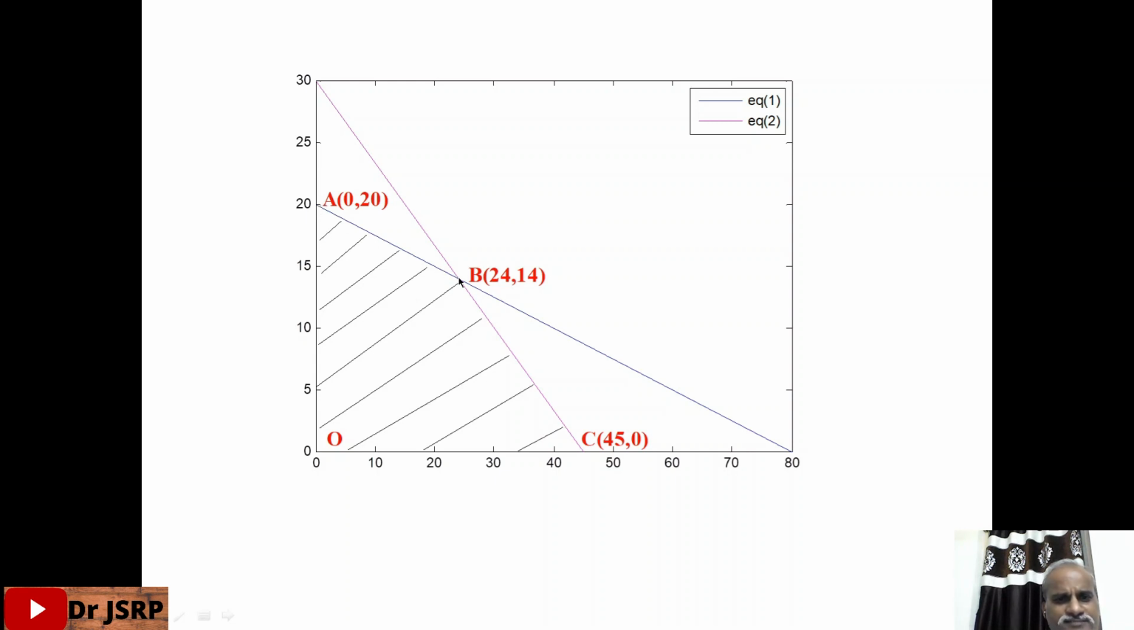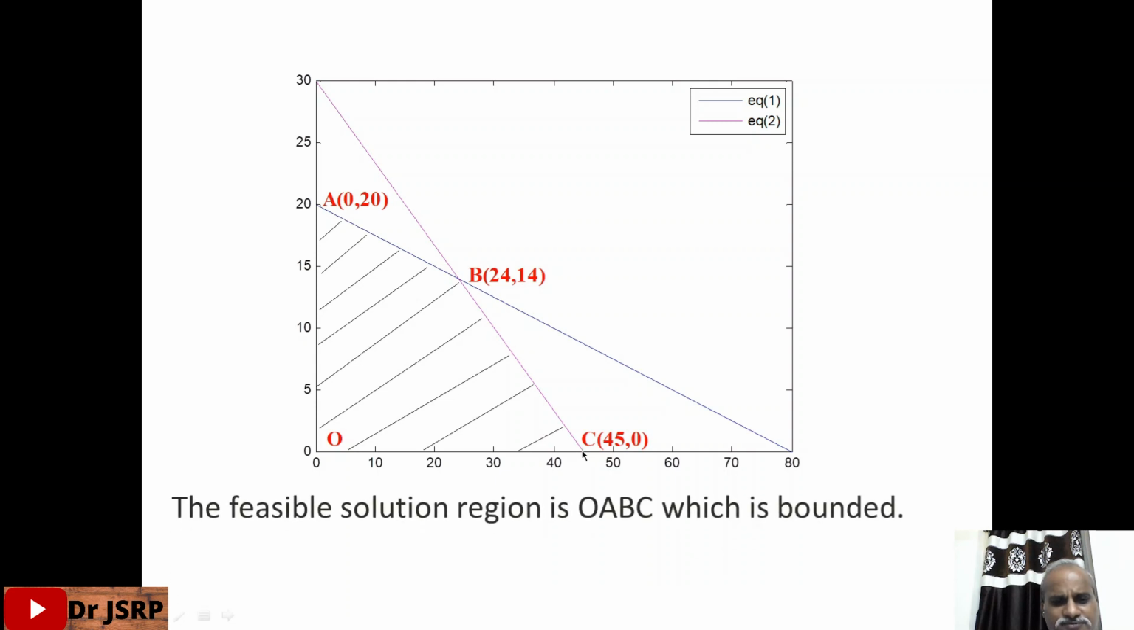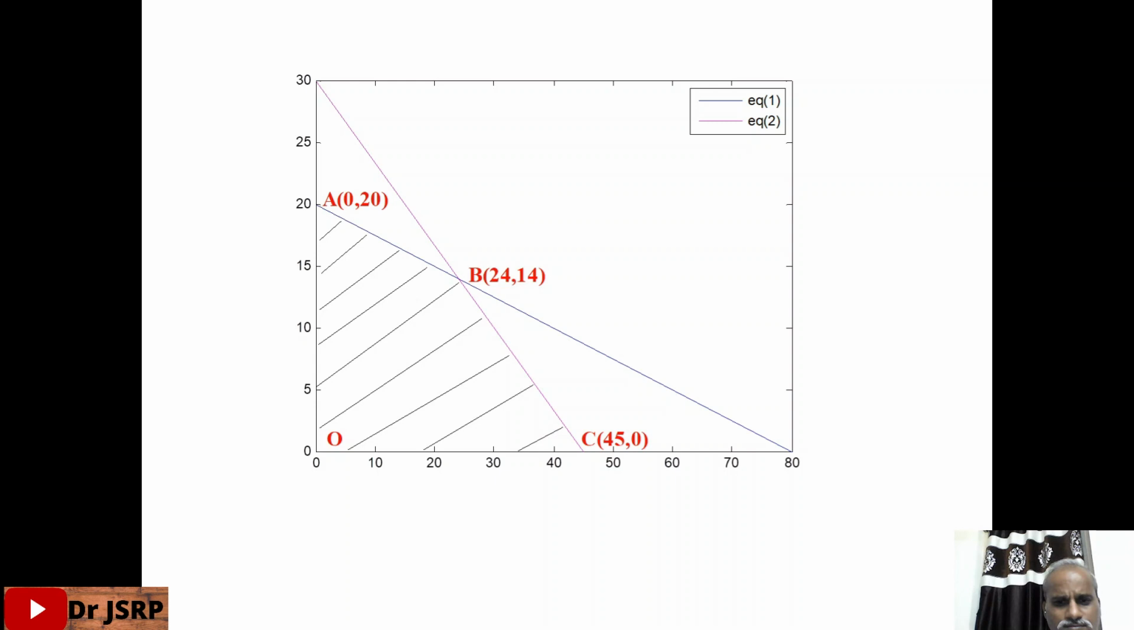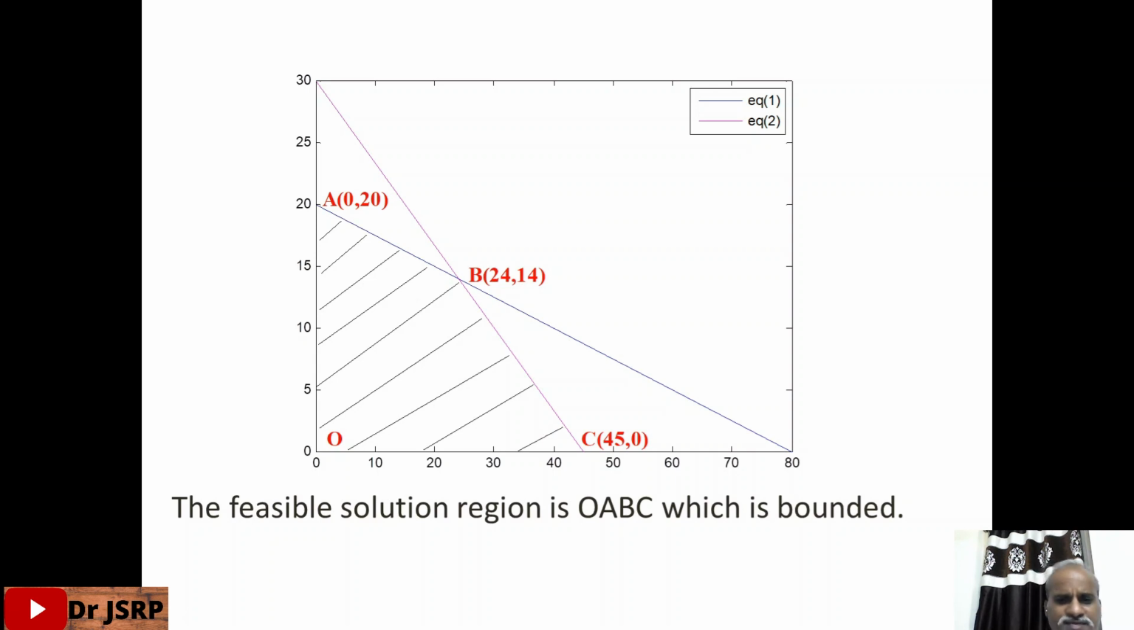Next, another extreme point is this. This is the intersection of line 1 and line 2. Next, this is another extreme point, the intersection of line 2 and the x-axis. Next, this is the origin, the intersection of the x-axis and y-axis. So for this feasible region, we have 4 extreme points: O, A, B, C. So the feasible solution region is O, A, B, C, which is bounded.